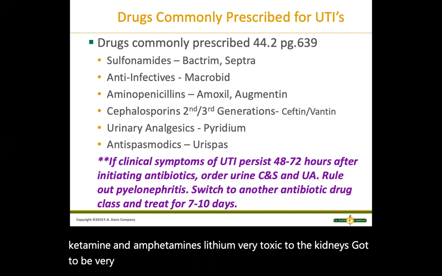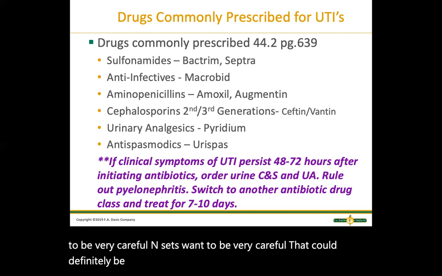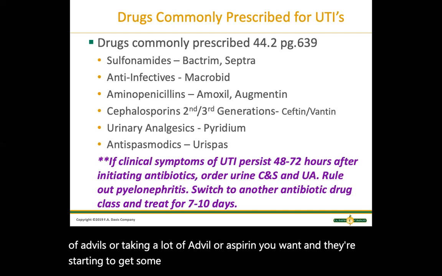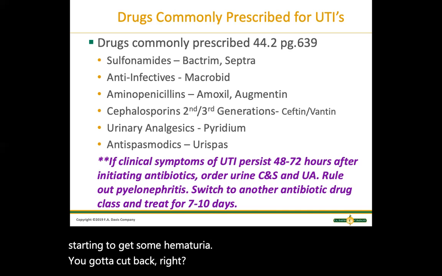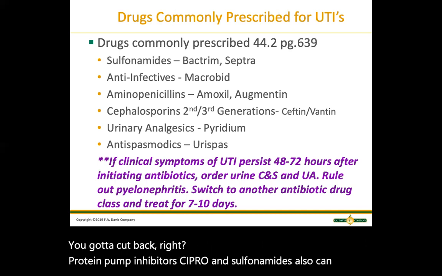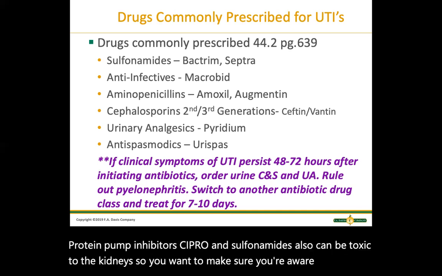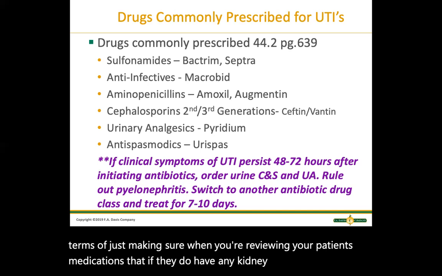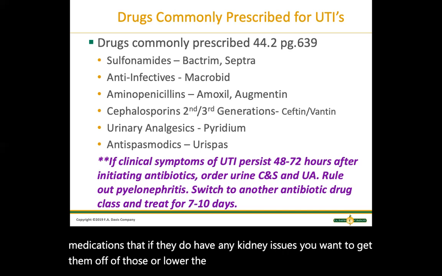NSAIDs, want to be very careful. That could definitely be a cause of hematuria. So if your patient is taking a lot of Advil or aspirin, and they're starting to get some hematuria, they've got to cut back, right? Proton pump inhibitors, Cipro, and sulfonamides also can be toxic to the kidney. So you want to make sure you're aware of that when you're reviewing your patient's medications, that if they do have any kidney issues, you want to get them off of those or lower the dosage, whatever you need to do, depending on the patient.